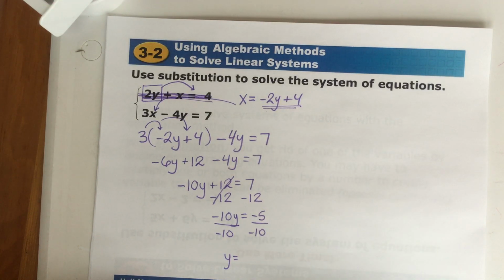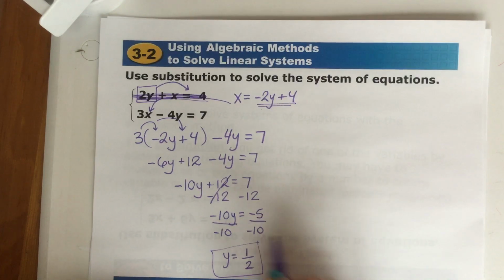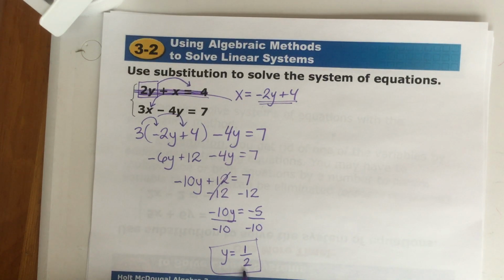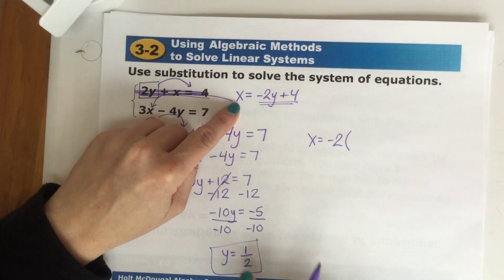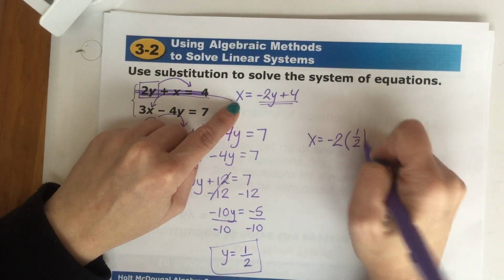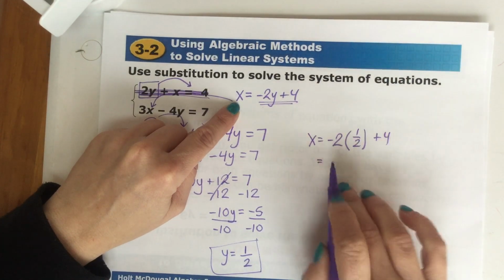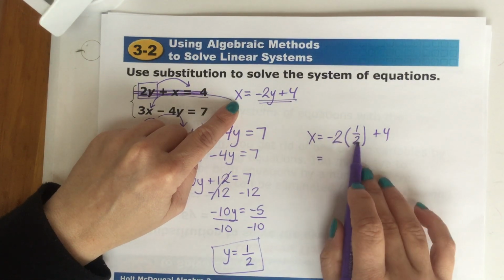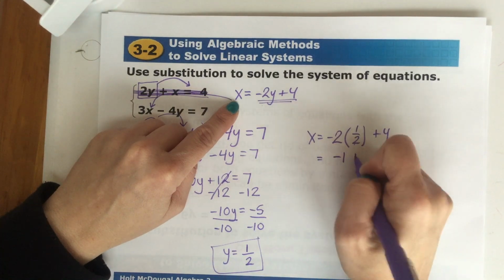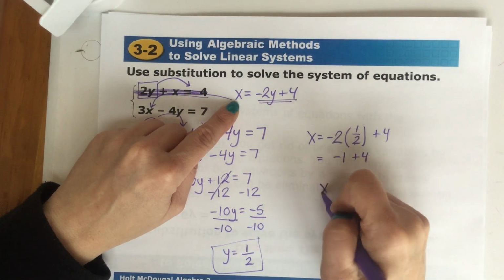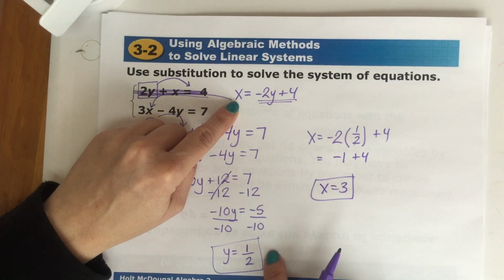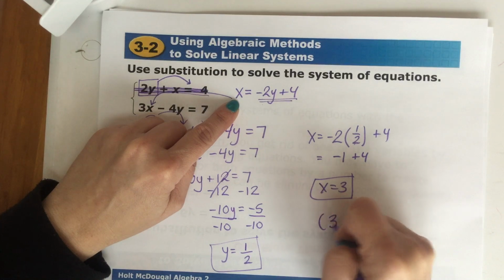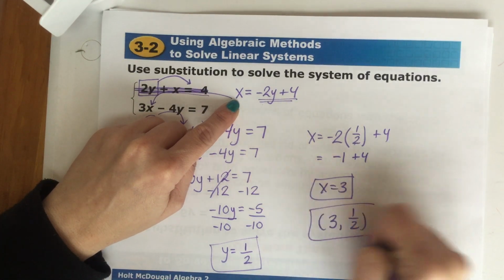Negative divided by a negative is a positive. 5 divided by 10 is 1/2. So now I know that y is really 1/2. I have to find x. X equals negative 2 times y. Y we just solved for, it's 1/2, plus 4. Negative 2 times 1/2, 1/2 of a negative 2 is negative 1. Negative 1 plus 4 is 3. So now that I know x and I know y, I can write my final solution. It is the ordered pair 3 and 1/2.